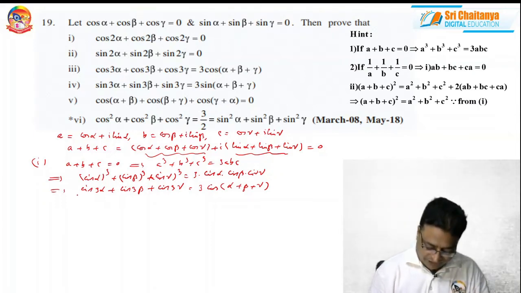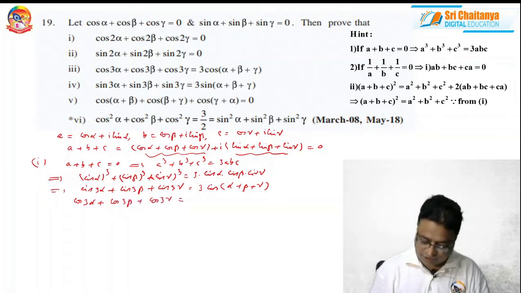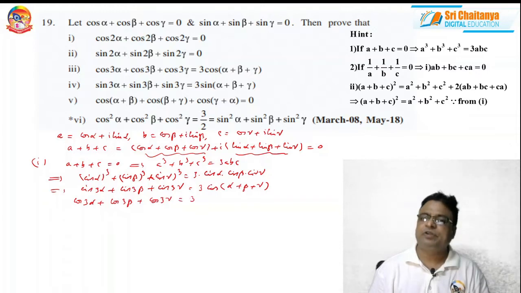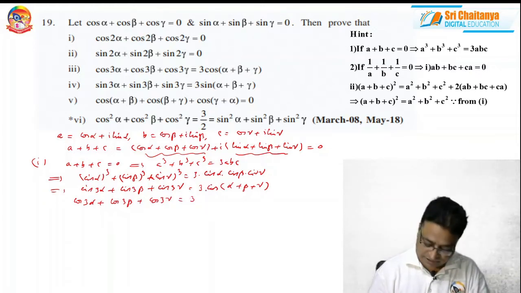So what is the real part here? The real part is nothing but cos 3 alpha plus cos 3 beta plus cos 3 gamma equal to 3 into, what is the real part of cis alpha plus beta plus gamma? That is 3 cos alpha plus beta plus gamma. That is about what?